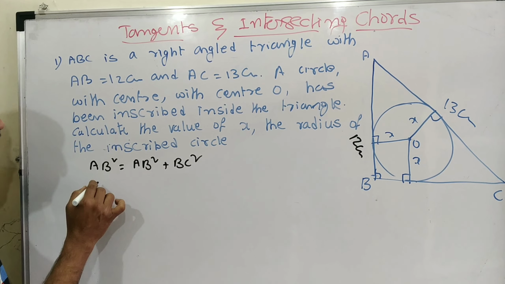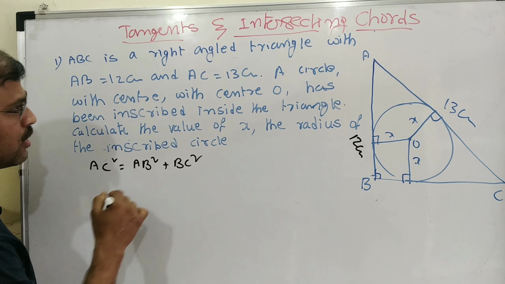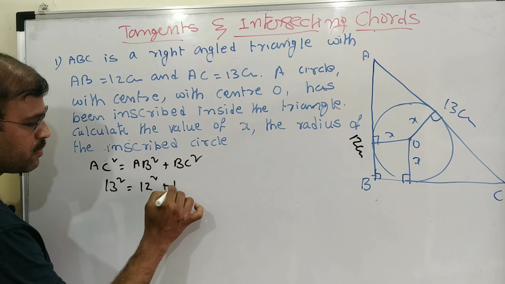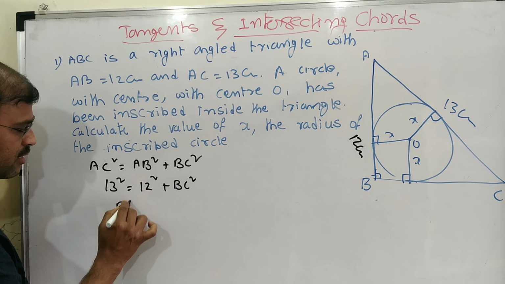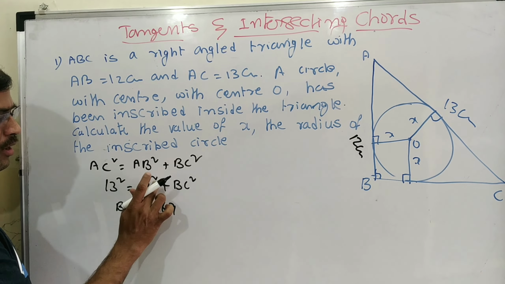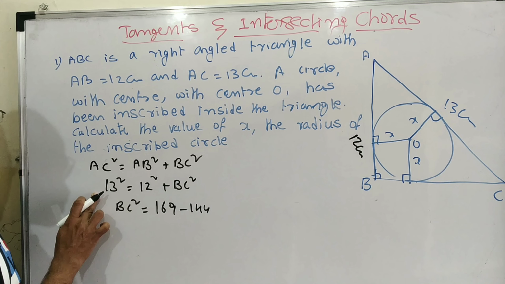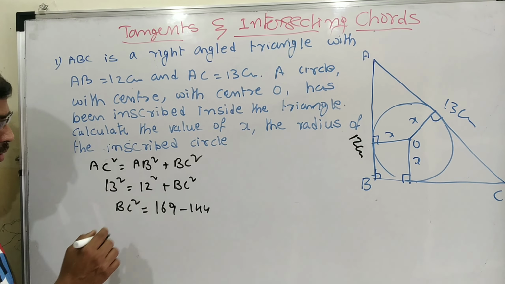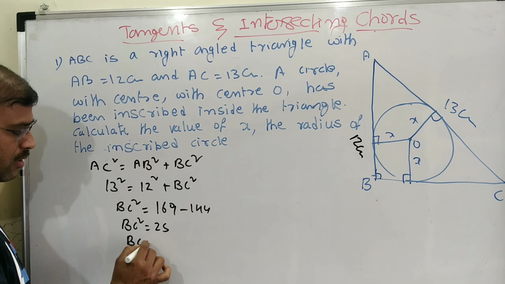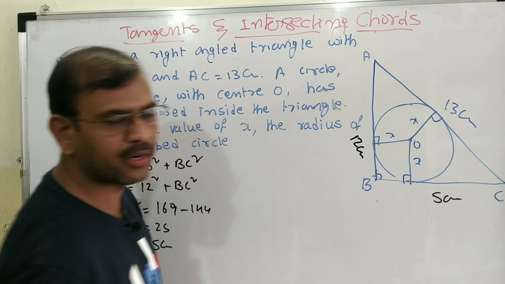So hypotenuse according to the question is AC square. AC is 13 square, AB is 12 square plus BC square. So now you will get BC square equal to 13 square minus 12 square. 13 square is 169, 12 square is 144. So BC square equal to 25. BC equal to 5 centimeter.